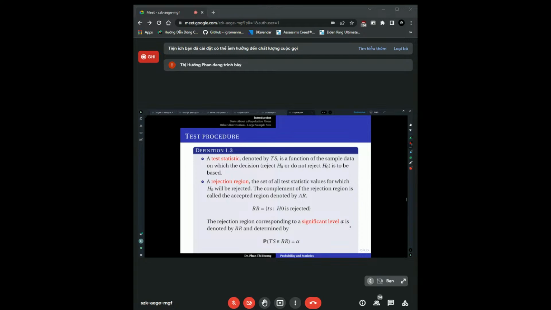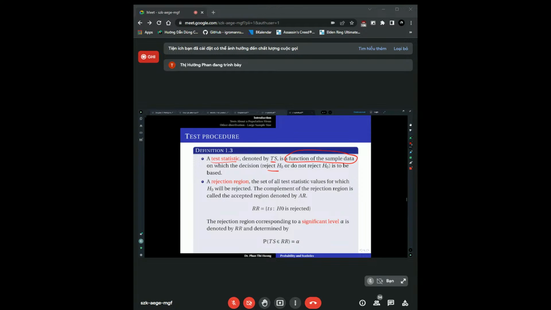This quantity we call the test statistic, generally denoted by TS. It is just a function of the sample data, on which the decision is based. It means it can tell us whether we should reject H0 or not. Since a test statistic is a function of sample data, plugging in different sample data gives different test statistic values. Next, of course, we need a criterion, a rule that tells us whether we should reject H0 or not.